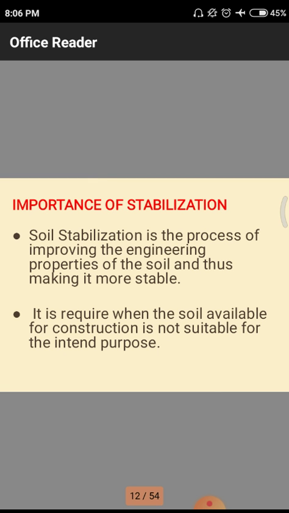First of all, we have to know the importance. In the importance itself, we have to know what different features we have to implement in the site. Soil stabilization is the process of improving engineering properties.